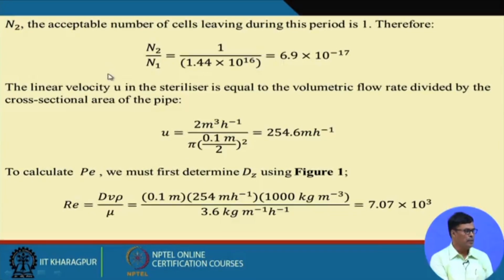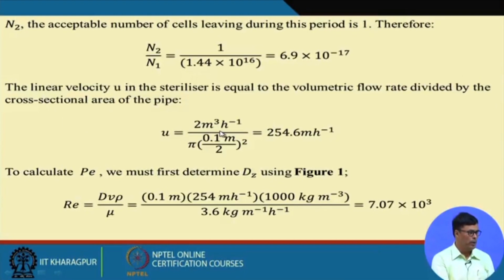Now he is saying that one organism out of the 60 days operation is acceptable. That means I can write N2 by N1 as 1 by this, and this is equal to 6.9 into 10 to the power minus 17.